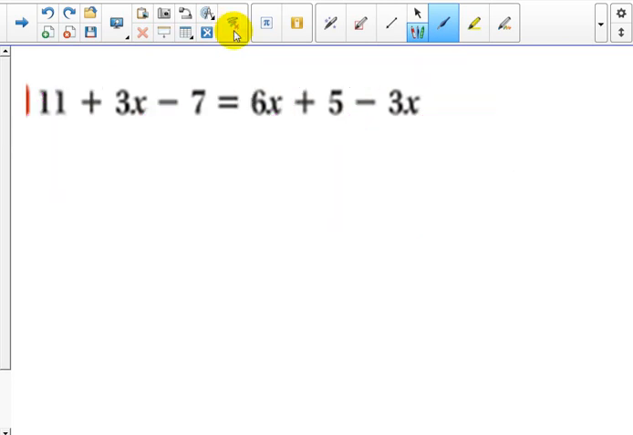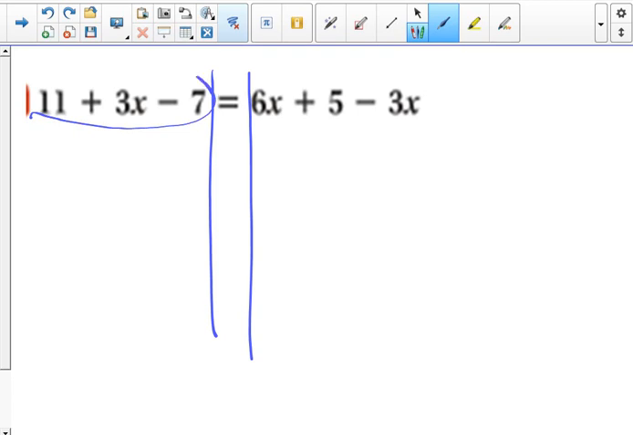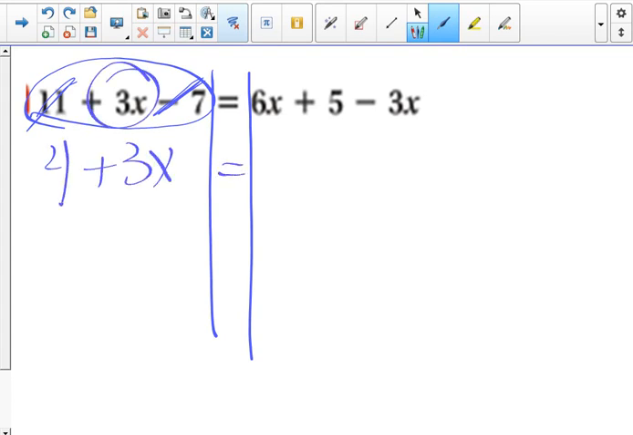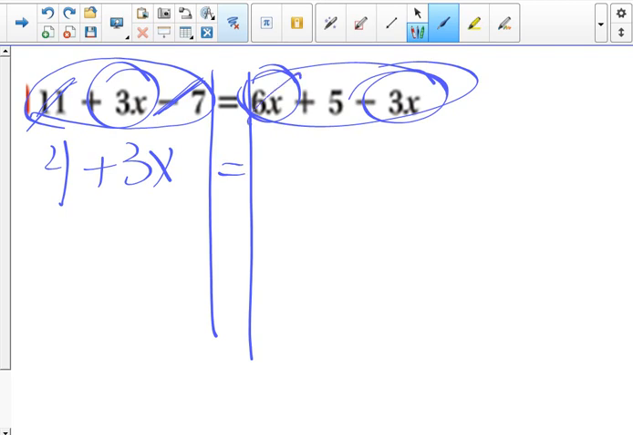Alright, so let's solve this problem here. Here's our equal sign, so I'm going to put my little river of equality there, and I'm going to simplify each side. So combine like terms: 11 minus 7 is 4, and then carry the 3x. Equals. And on this side, we've got like terms, 6x minus 3x, which combines to 3x, and carry your plus 5.